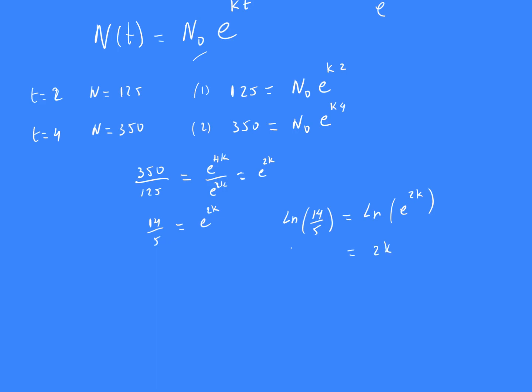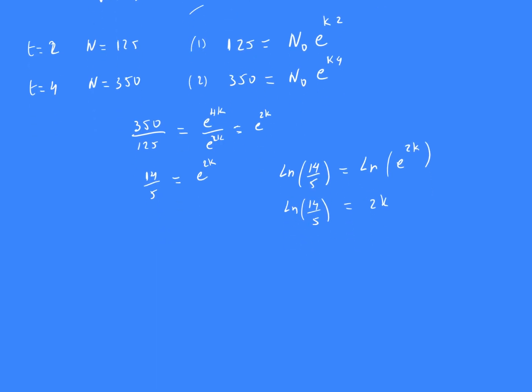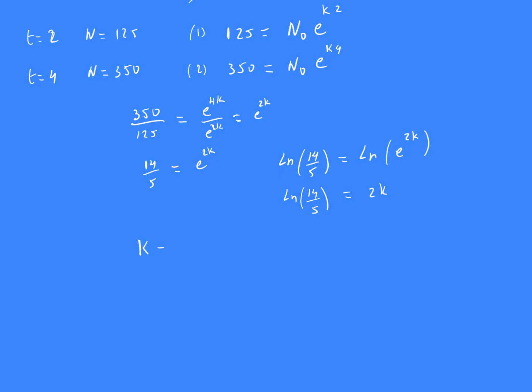So 2k is natural log of 14 divided by 5. As a result, I found the k. The k is 1/2 natural log 14 divided by 5. And you don't need to use your calculator. If you realize, in all the problems, if you need to use the calculator, you have to use it at the end of the problem, not in the middle of the problem. It's a big mistake to use the calculator in the middle of the problem. So this is the k.